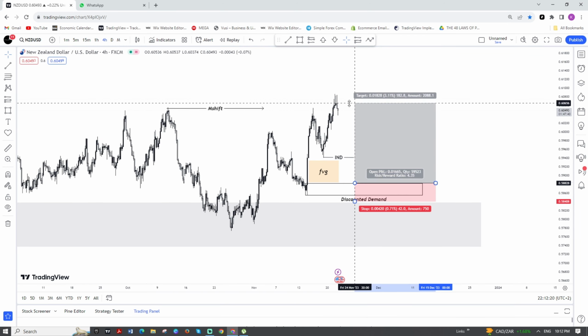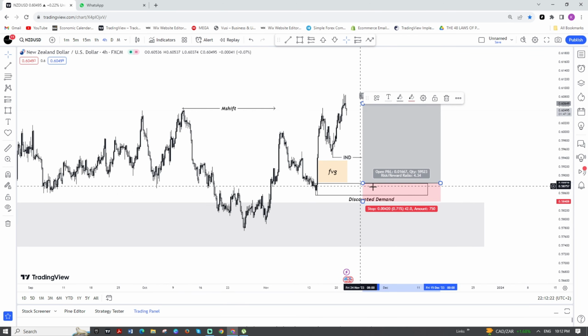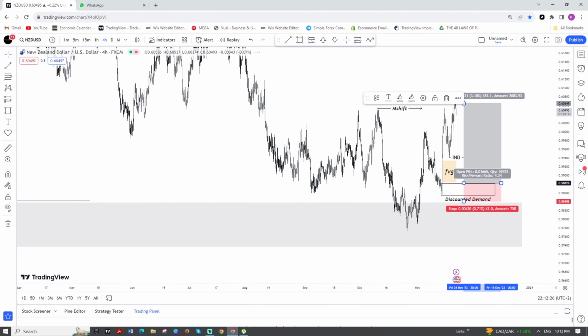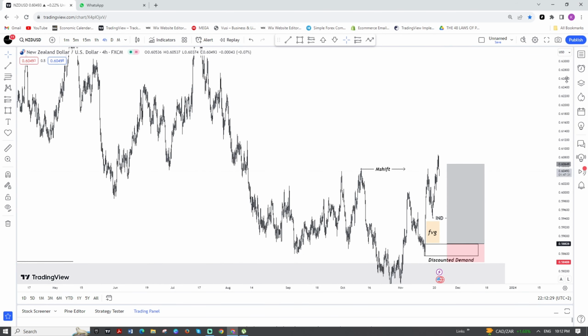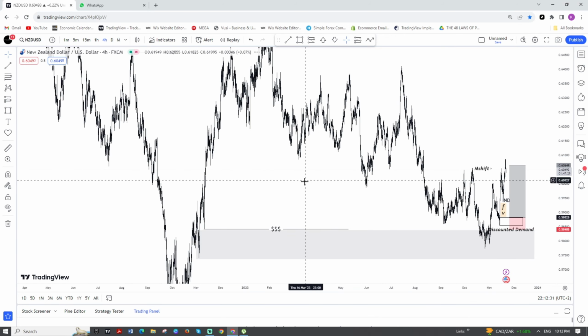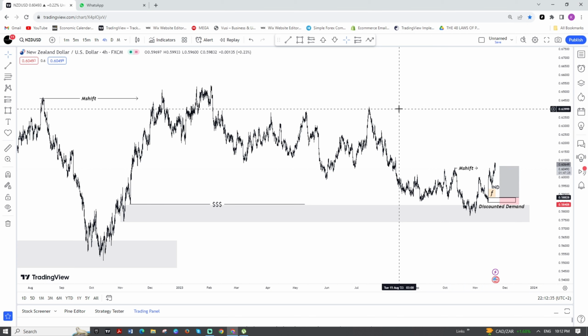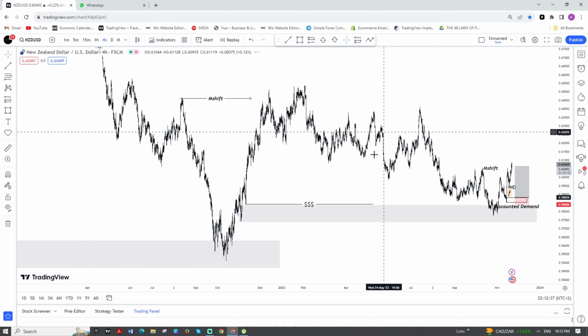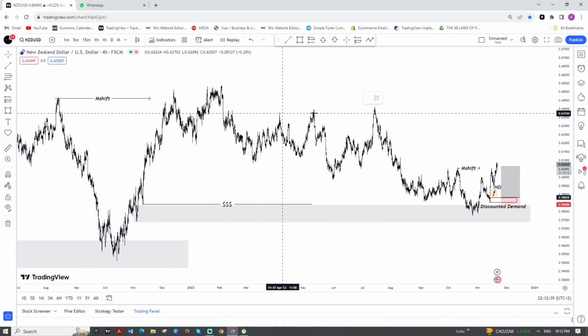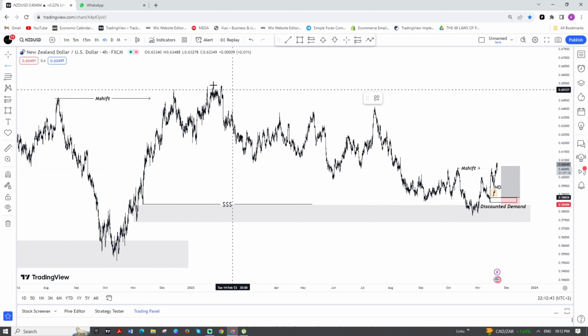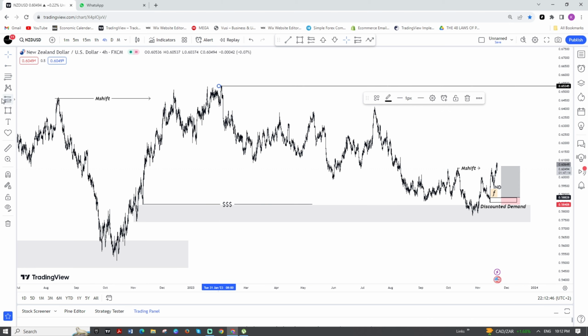Now that I've identified where I want to take my trades, where is my target? That is the next part. My target initially would be to follow the next high, right? It would be this high right here, this high, and this high.